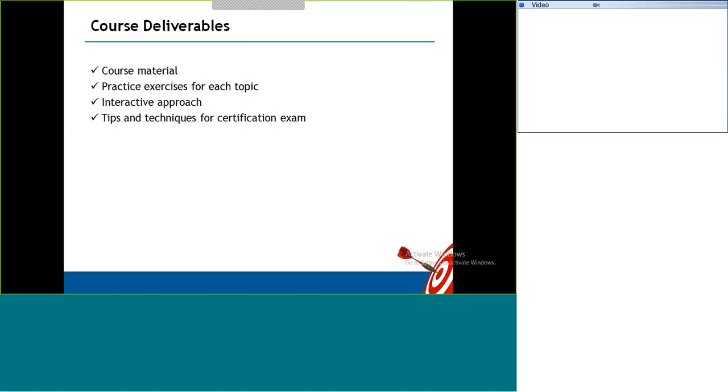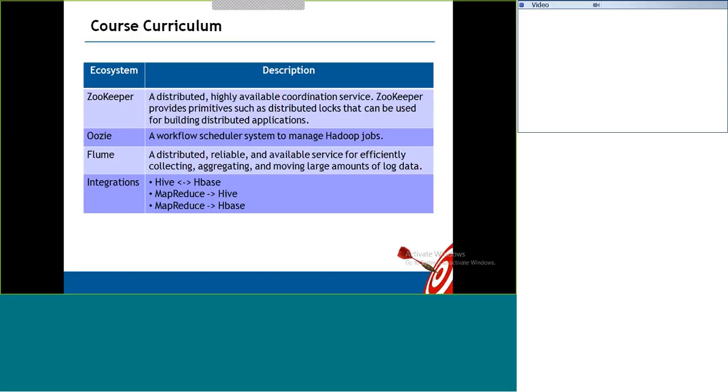Okay, so these are the course deliverables that I am going to provide, and then the course curriculum, and then the Hadoop architecture we are going to talk about in tomorrow's class. Hadoop architecture. Okay, so any questions before leaving the class?